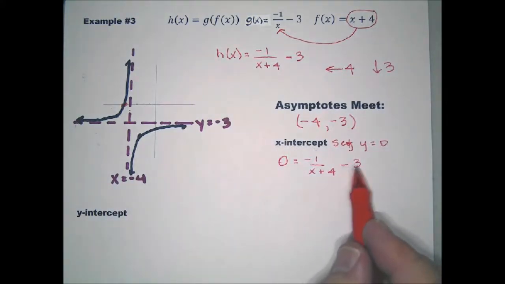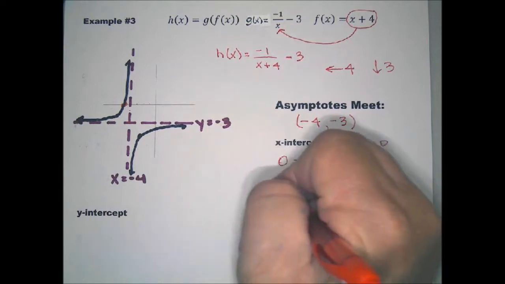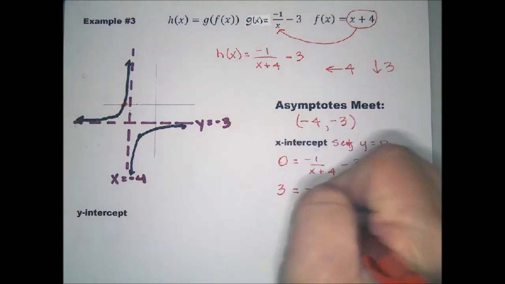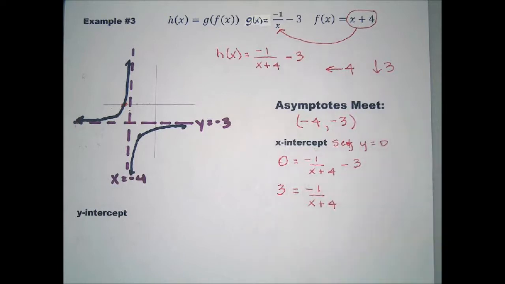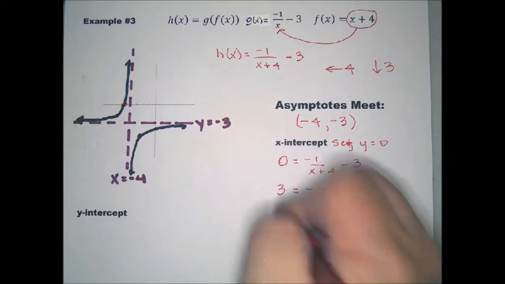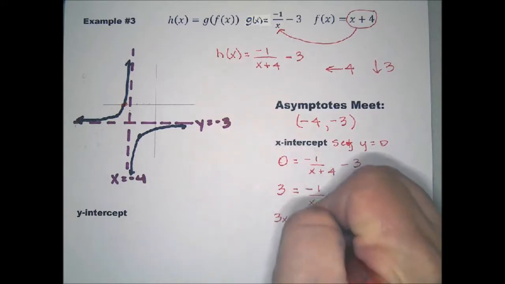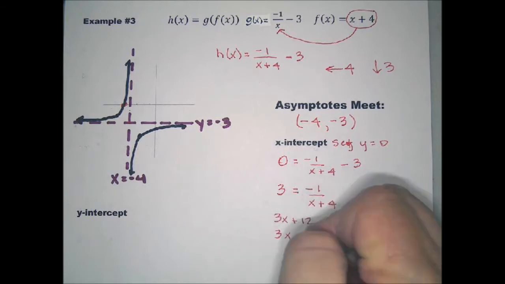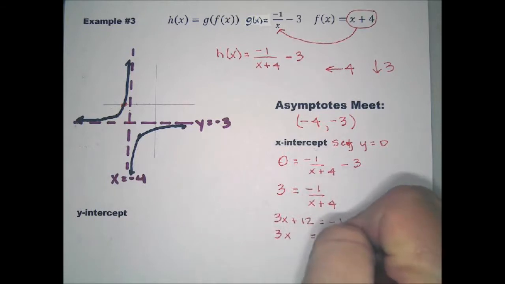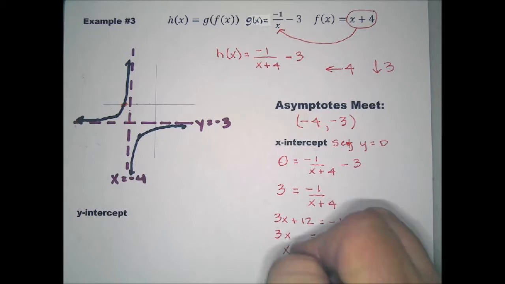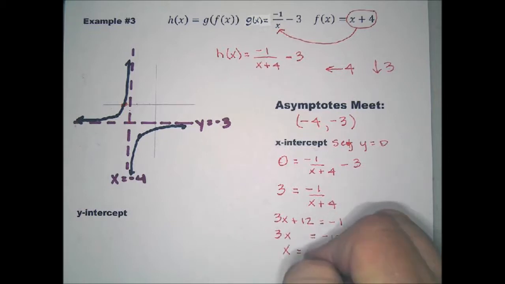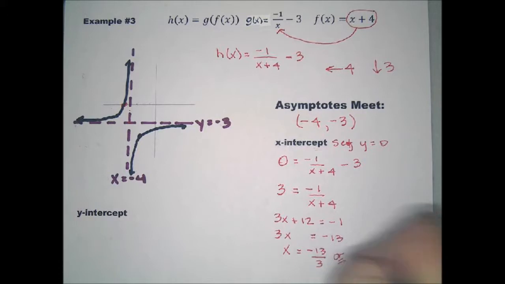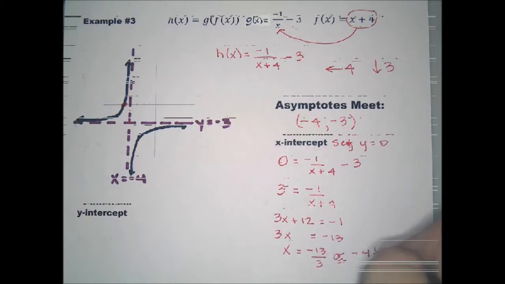Now move this negative 3 to the other side, which would make it positive. 3 equals negative 1 over x plus 4. Do your cross multiplying and remember to distribute. 3x plus 12 equals negative 1. Swing the 12 to the other side by subtracting it, and we get 3x equals negative 13. Divide both sides by 3, and you get x equals negative 13 over 3, or negative 4 1/3.